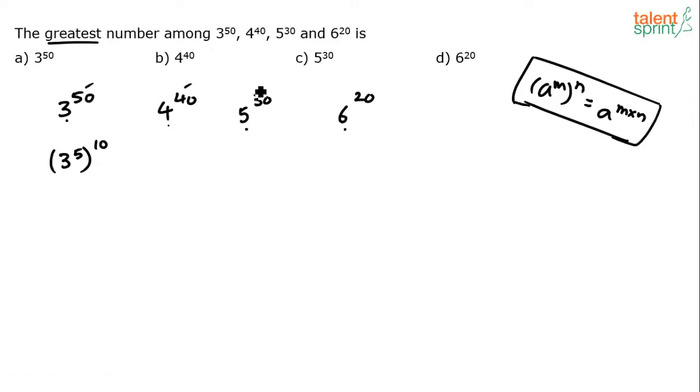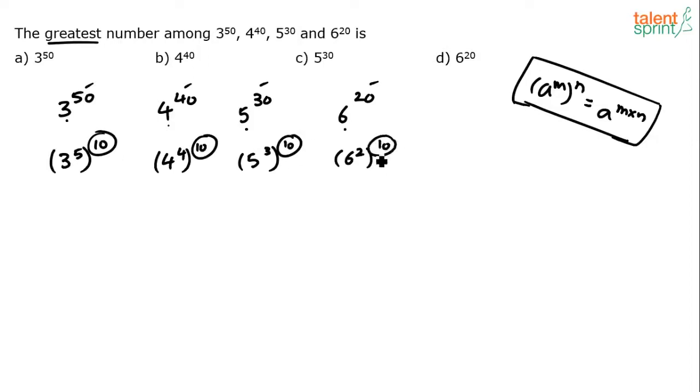See, the point is 50, 40, 30 and 20. The highest common factor is 10. 10 is a common factor for each one of them. So I'll take 10 as the power. Everything else will be brought inside. So 4 power 40 can be expressed as 4 power 4 whole power 10. 5 power 30 is 5 power 3 whole power 10. 6 power 20 is 6 power 2 whole power 10. Yes or no? 5 into 10 is 50, 4 into 10 is 40, 3 into 10 is 30, 2 into 10 is 20. Now if you observe, all the powers are equal, 10, 10, 10 and 10. So if I can simplify what is inside now, I'll be able to compare it very easily.